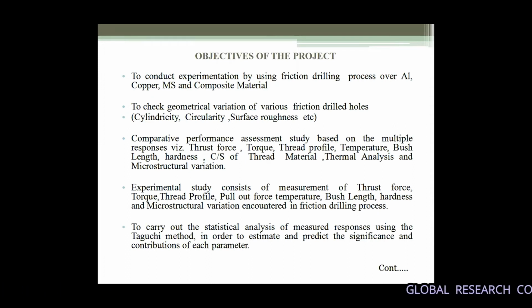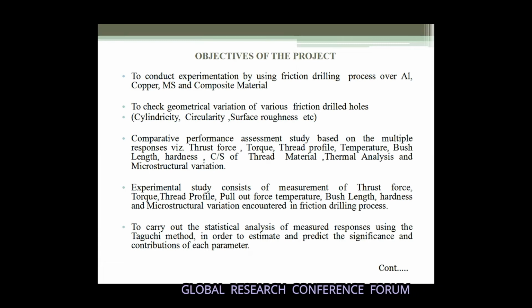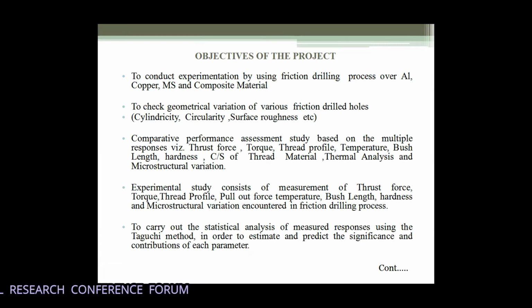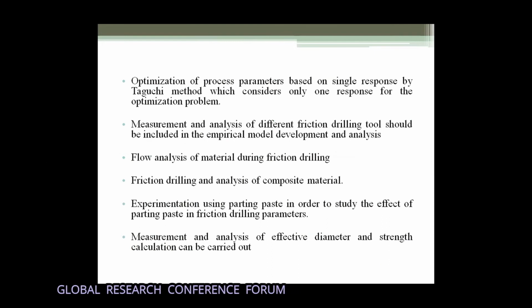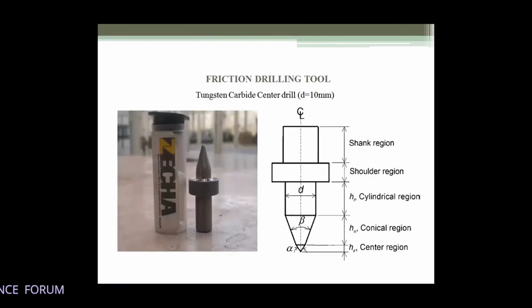To conduct the experimentation using the friction drilling process over different materials, I initially considered several, but later, for the initial study, I chose mild steel and aluminum. This is the tool, whose geometrical study I already discussed: the center region, conical region, cylindrical region, shoulder, and the shank. The center region plays an important role in creating the friction between the tool and the workpiece.